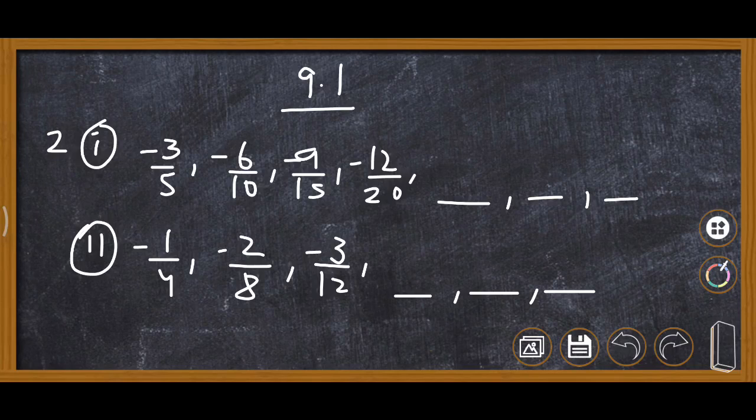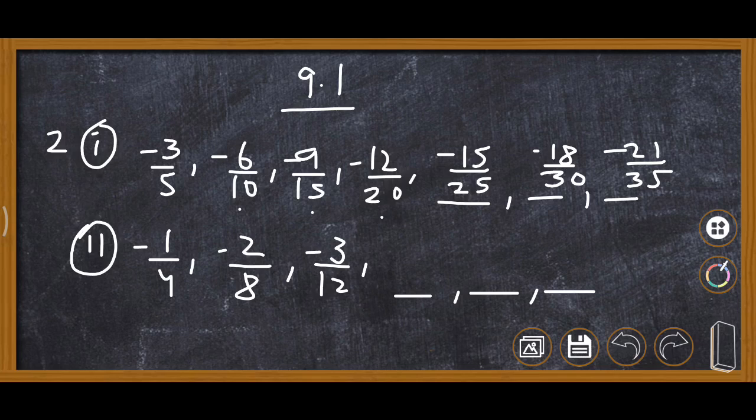Here you can see it is multiplying by 2, minus 3 2s are minus 6, minus 3 3s are minus 9, minus 3 4s are minus 12. Now minus 3 5s are minus 15, minus 18 and minus 21. And in the denominator you can see the table of 5: 5 1s are 5, 5 2s are 10, 5 3s are 15, 5 4s are 20. So here will be 5 5s are 25, 5 6s are 30 and 5 7s are 35. So in this way you are required to fill it.